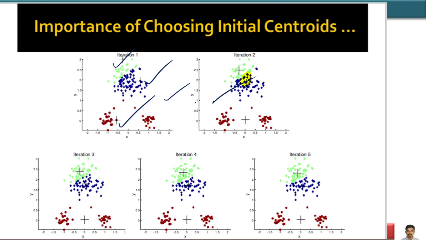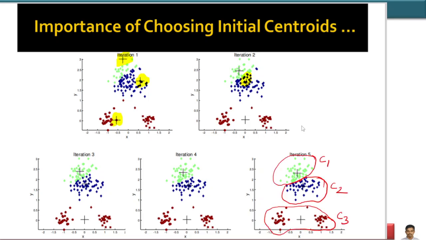I go through assignment and update iteratively, and by the time I reach iteration 5, my centroids have not moved much. The centroids at iteration 4 and iteration 5 have not changed. But if you look at the final clusters, this is cluster 1, cluster 2, cluster 3, and this is cluster 1, cluster 2, which is completely undesirable. This is not what I expected it to return.